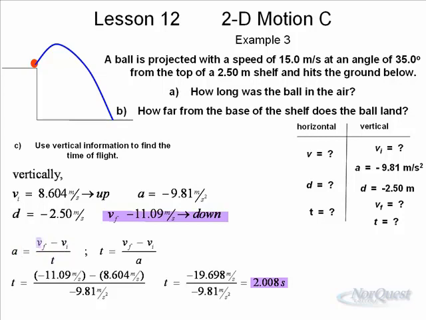So VF is, of course, negative 11.09. VI was positive 8.604. Now the change in velocity wasn't 11 minus 8, it was negative 11 minus 8. So almost 20, 19.6 or so. And so, of course, that gives us negative 19.7 meters per second. That's the change in velocity, divided by the acceleration that caused it, gives us a time of 2.008. And that is our time of flight.